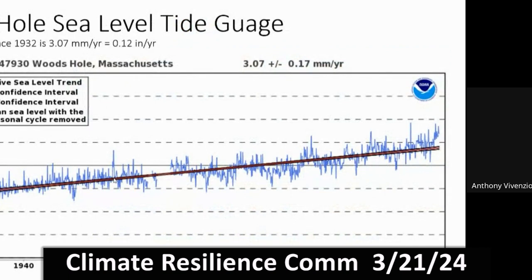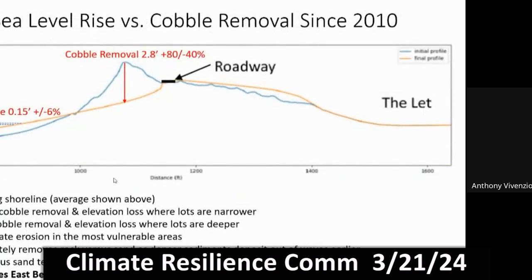So let's contrast that. This is the sea level rise from the Woods Hole tidal gauge, measured from 1932 to current. So the average long-term trend is 0.12 inches per year, with some slight uptick in recent years. So keep that 0.12 inches per year in your mind as a reference point. And we'll compare that sea level rise to the cumulative amount of cobble that has been removed off the beach by the road clearing practices. As that material ends up on the road and is cleared, that gets removed from the ecosystem, at least locally. And what that does is it basically exposes the roadway to more overwash, because the material that would have protected it, that would have absorbed wave energy, is gone.